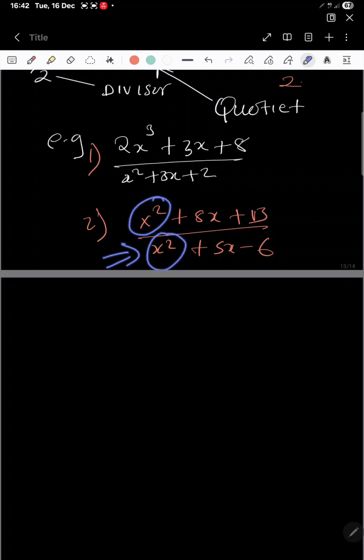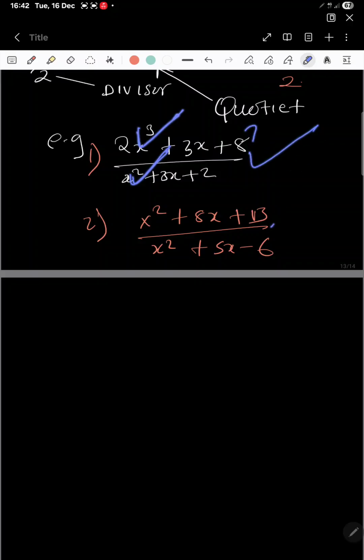If the powers are the same, or the power on top is bigger than the one down, these are still called improper fractions. So if the highest powers on top and down are the same, or the one on top is bigger than the one down, then this is also an improper fraction. That's how you know that what I'm dealing with are improper fractions.